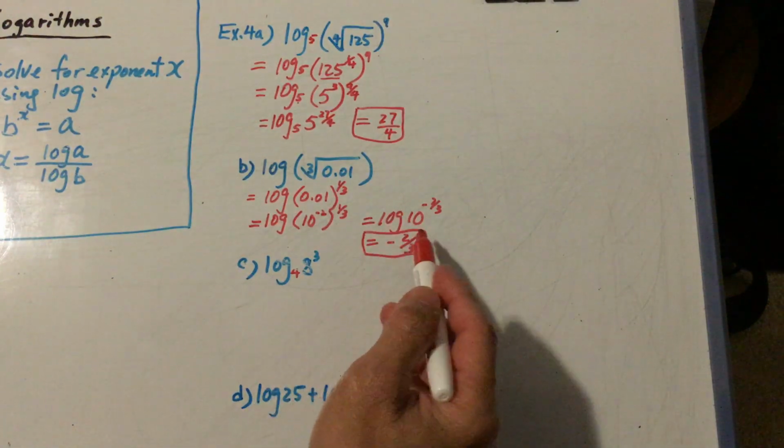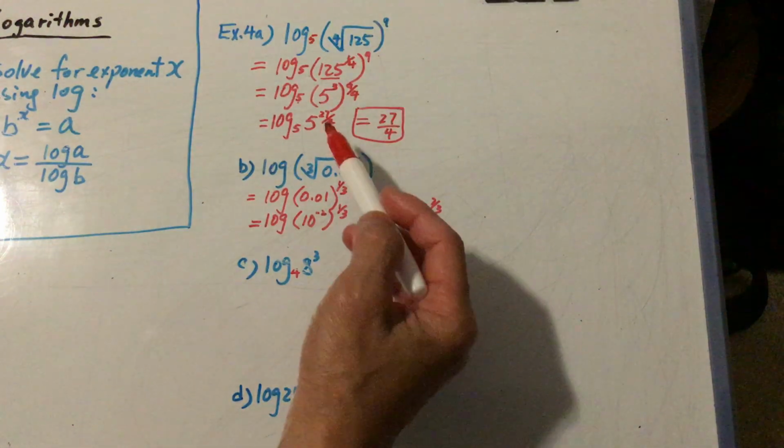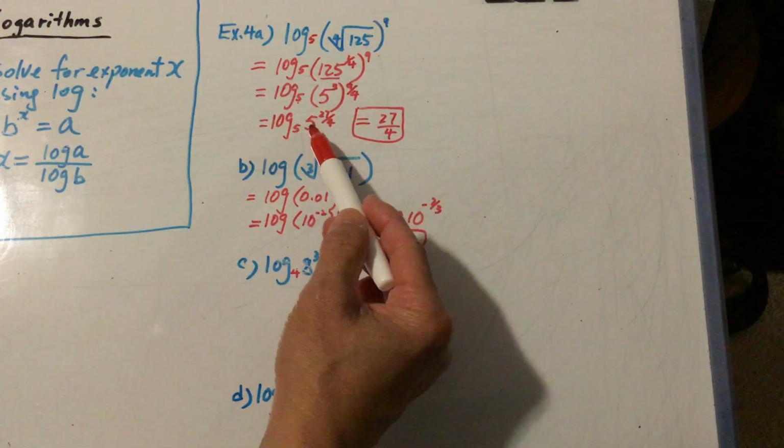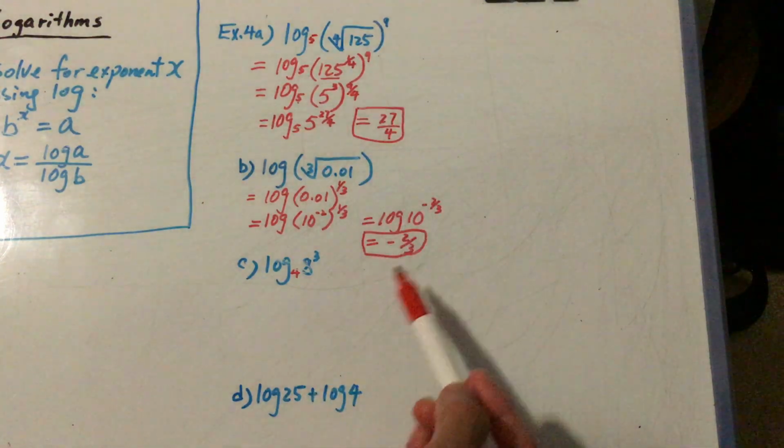This is because, for the same reason, when the base is the same as the number right beside it, whatever the exponent is will be your answer.